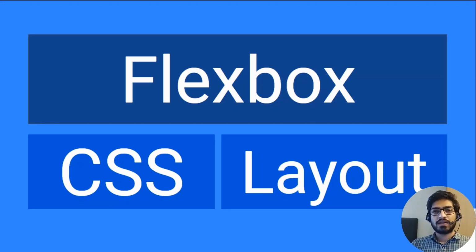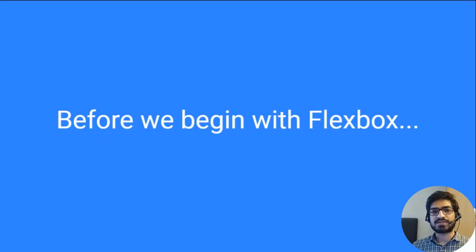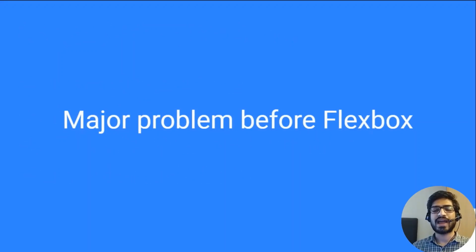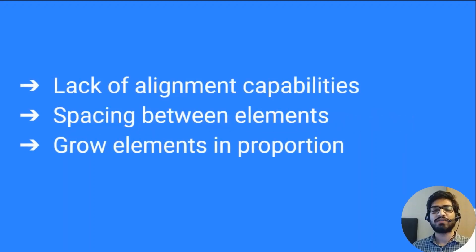So before we begin with Flexbox, let's take a look at the layouts that were used prior to Flexbox. We were using display block for the sections. We were using display inline or display inline-block for the text. We were using display table for two-dimensional data tables, and we were using positions and floats on our elements. But these layouts had some limitations and some problems. Let's take a look at the problems we were facing with these layouts.